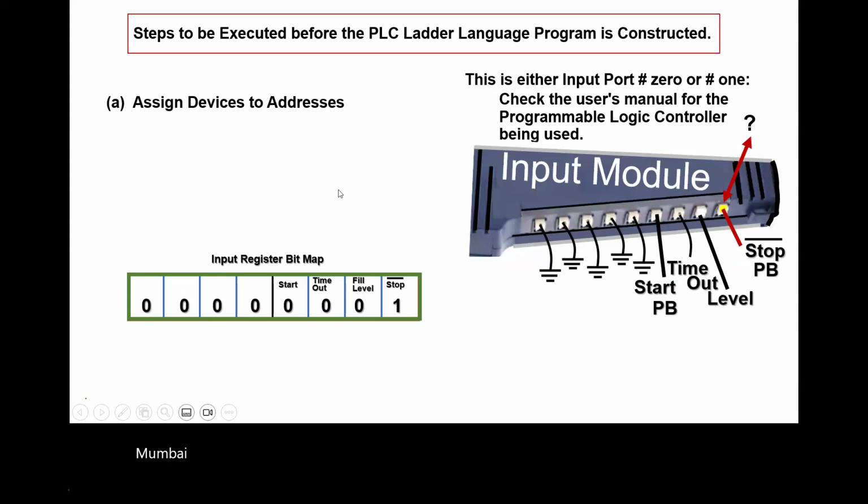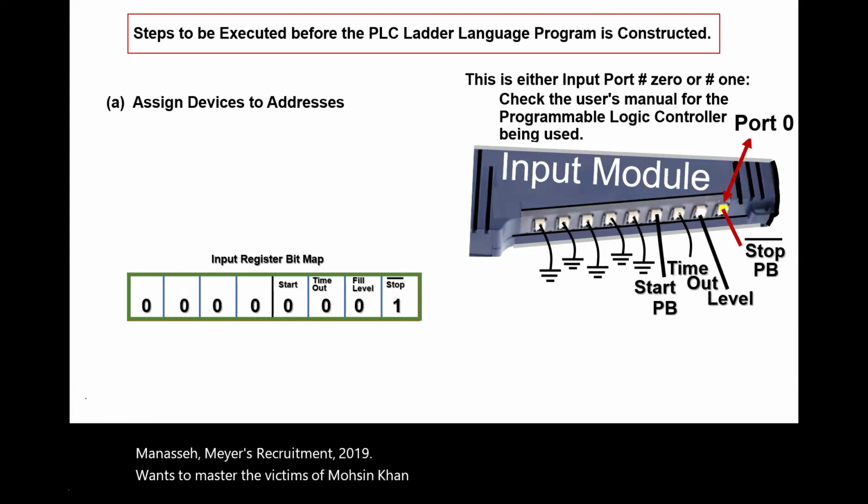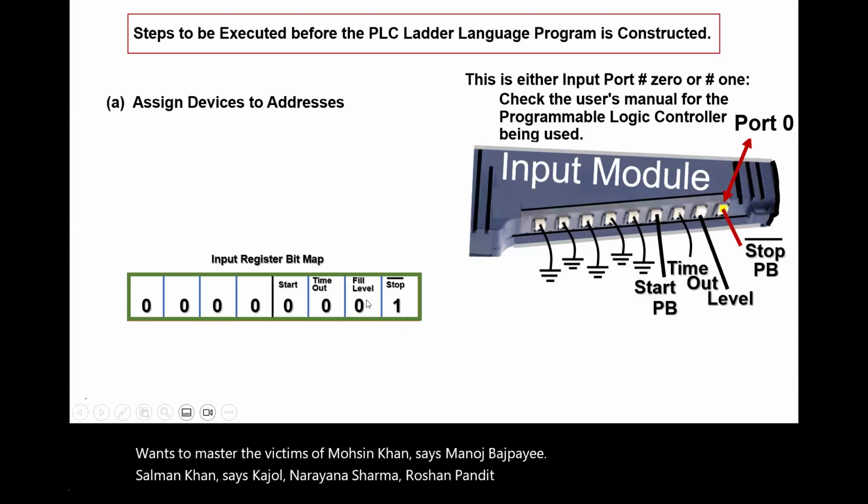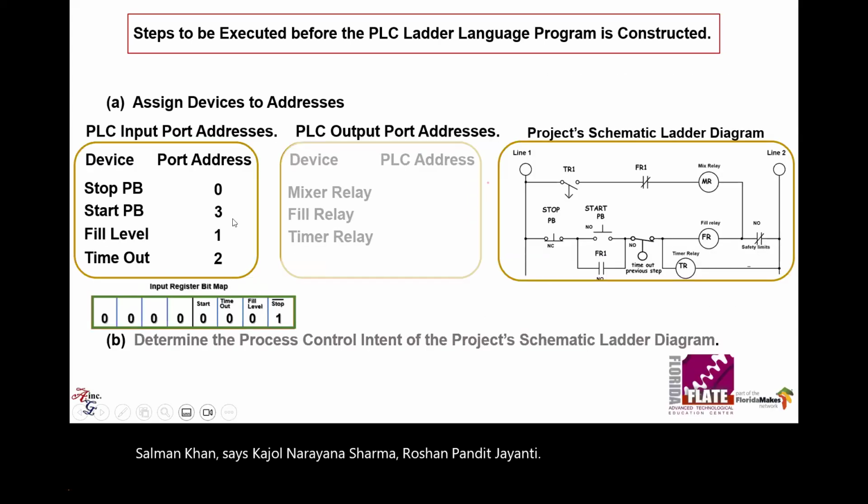All right, so we're going to assign, here's the input port. Notice that the stop push button is at a bit address. It's at a port address. And what that port address could be 0 or 1, depending on the PLC you're using. For the one that I'm using, it's port number 0. So this is port 0, port 1, port 2, and port 3. So there's port 0, the stop is 0, port 0, port 3, port 3, 2.